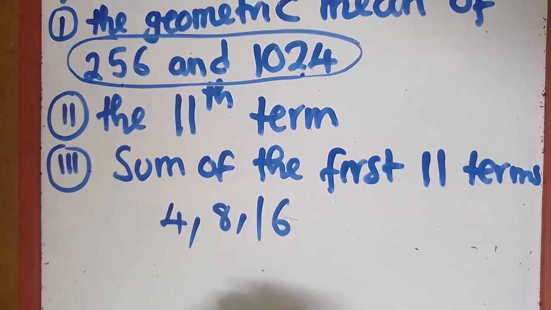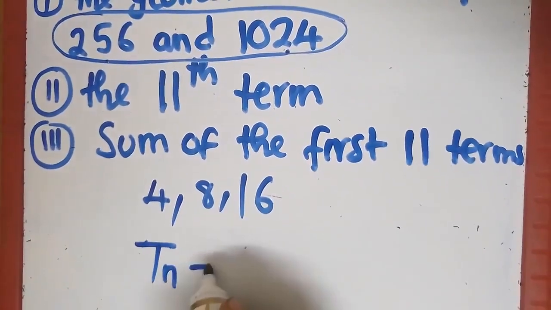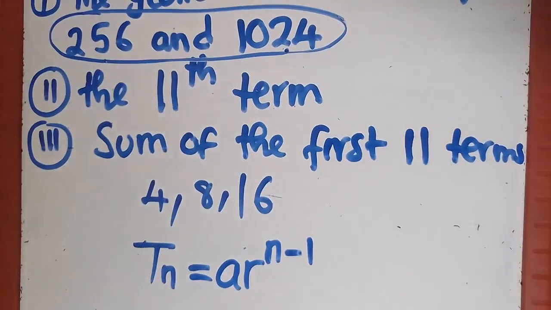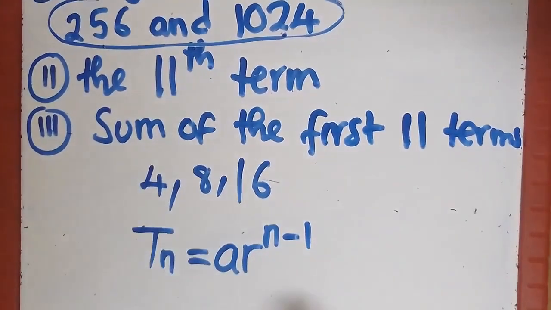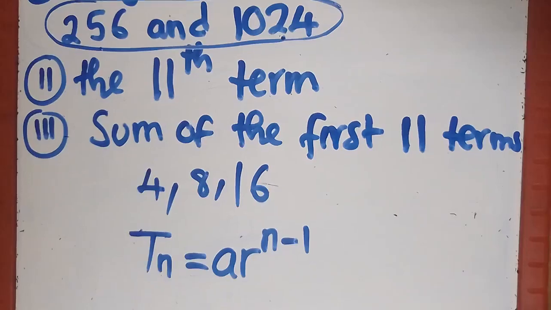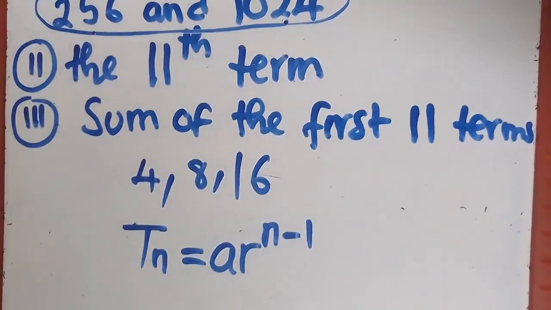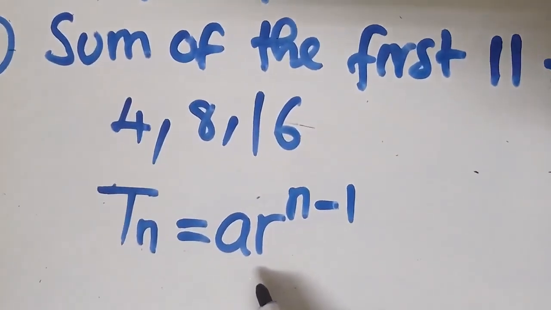I need to know the formula that I need to use. So the formula is what? Tn is equal to ARn minus 1. This is the formula that you need to use. I believe by now we all know that whenever you want to find the nth term, this is the formula that we use. Each time you want to find the nth term, this is the formula.